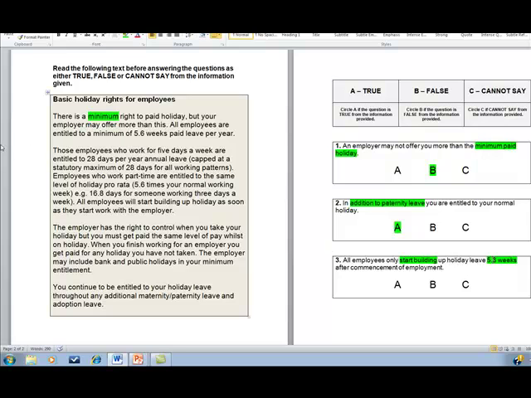I'm looking for "start building". Those employees work 5 days. Scrolling through, there we go, start building. So I'll highlight that. All employees will start building up holiday as soon as they start work. The question says all employees only start building up holiday leave 5 weeks after commencement of employment. So that is not true. So that is actually false.